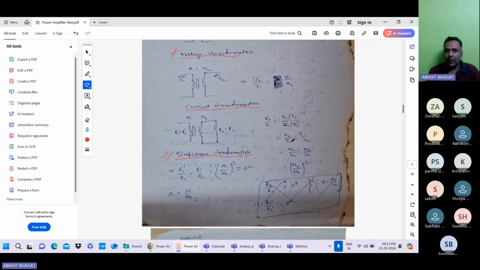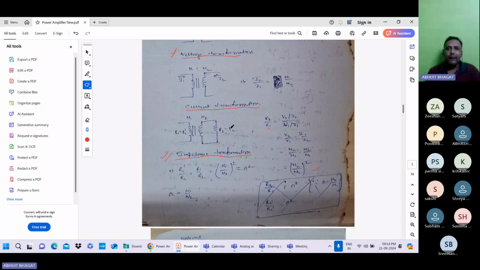So after this simplification, you will get V2 by V1 dot I1 by I2. V2 by V1 we get from the voltage transformation: V2 by V1 equals N2 by N1, and I1 by I2 equals N2 by N1. So R2 by R1 equals N2 by N1 whole square. Okay. So you are getting the relationship for primary coil impedance and secondary side impedance.